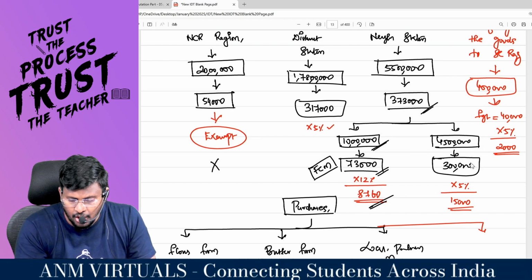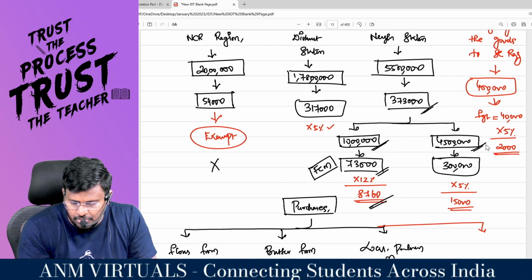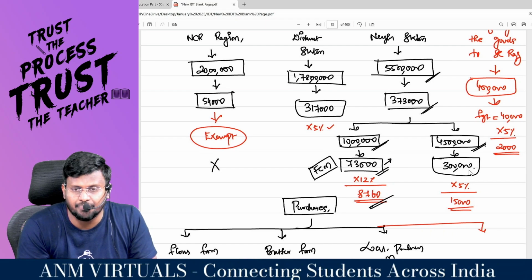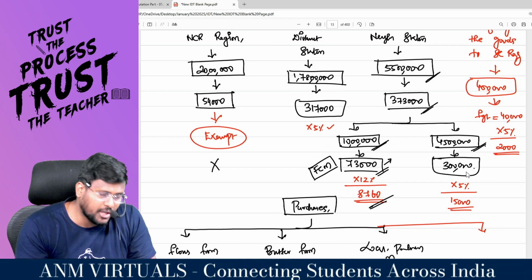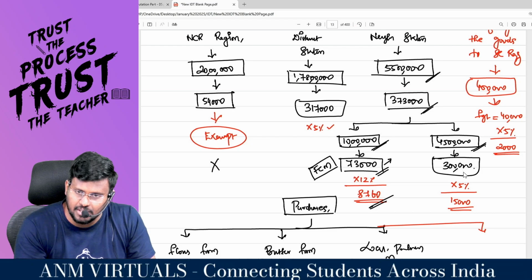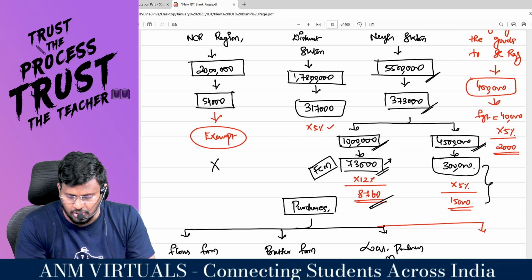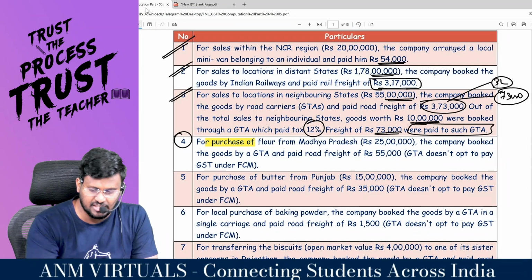My dear lovable students, for this 45 lakh sales value, because 45 lakhs plus 10 lakhs comes to 55 lakhs, that is what this 55 lakhs is all about. Out of this 3 lakh 73,000, if this 73,000 goes, it means a balance of 3 lakh. For this, GTA is not traveling through the FCM. So this GTA is traveling through the RCM, so we are supposed to pay at the rate of 5%. That comes to how much? 15,000. These are the sales details.